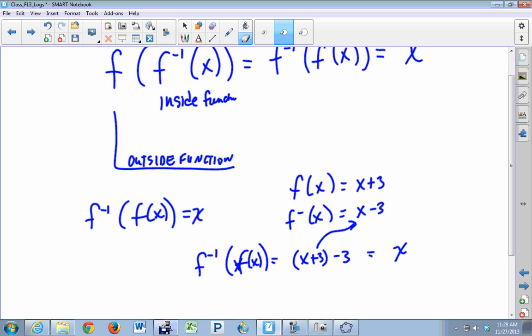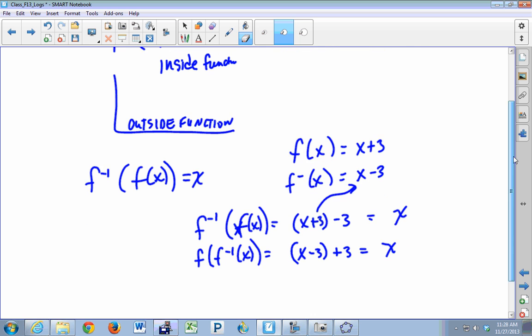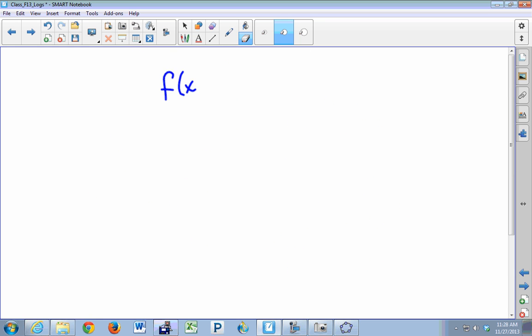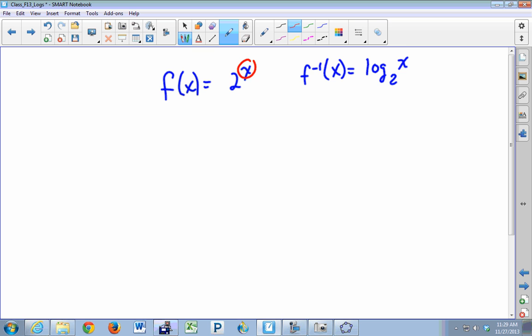Now let's reverse the order of the composition. I'm going to do f of f inverse of x. So f of x is x plus 3. I'm going to input my inverse function where I see x, add 3. I'm right back to x. Now let's do this same thing with these two functions. f of x equals, let's stick with our 2 to the x, and its inverse function is log base 2 of x. In each one of these spots, where you see x is your input.